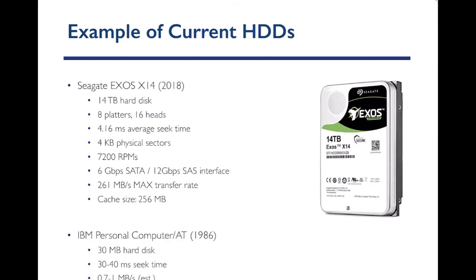So here is an example of a current HDD. I mean, this is not that current. This is for 2018, and you can compare that to a 1986 device. This particular one has 14 terabytes. The RPM, at the higher end, is usually 7,200 rotations per minute.